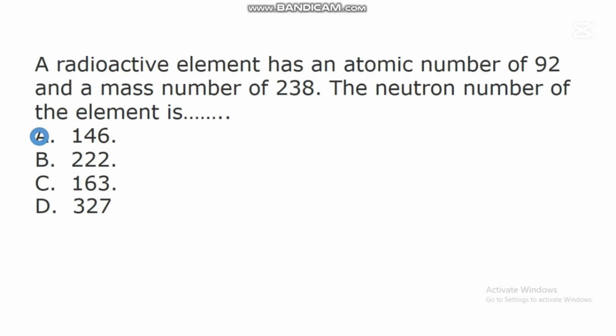In this question, the atomic number of the element is 92 and the mass number is 238. For us to get the neutron number, the mass number means the number of protons and neutrons present in the nucleus of an atom, and atomic number means the number of protons found in the nucleus of an atom. So the number of protons found in the nucleus of this atom is 92 and the mass number is 238. When we subtract the proton number from the mass number, we get the neutron number. So 238 minus 92 gives us 146. So this 146 is the neutron number of the element.